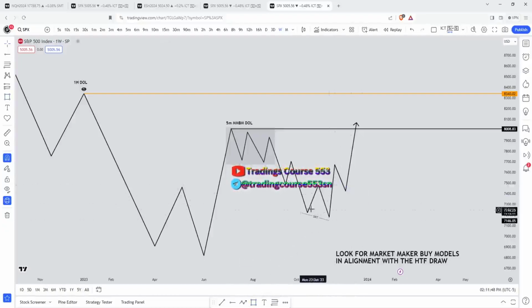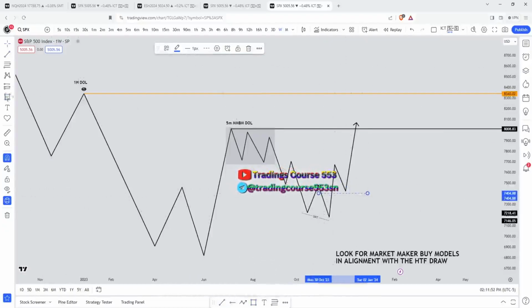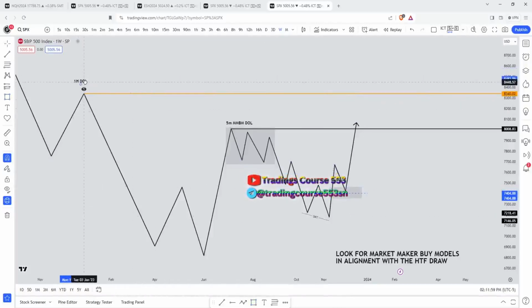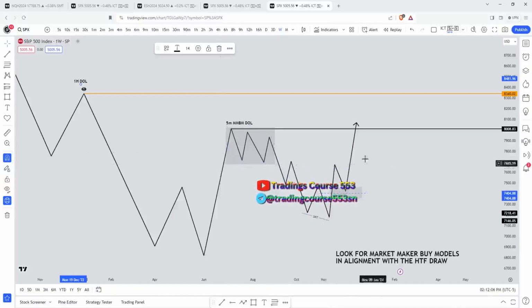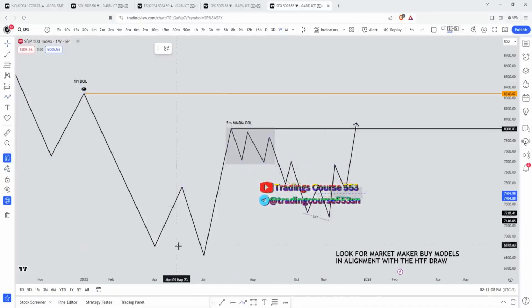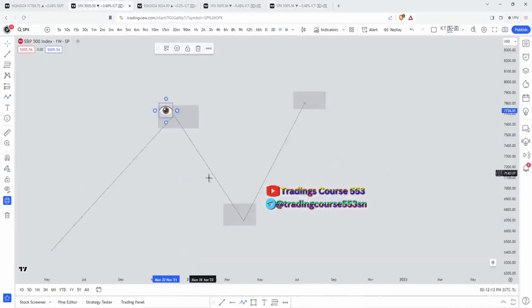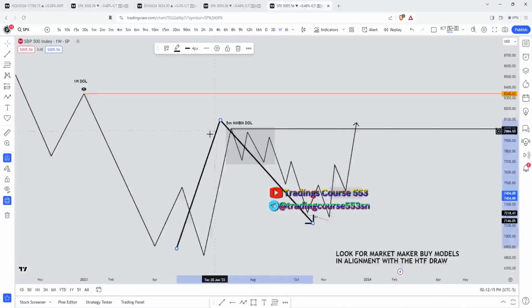What you can wait for, though, is an SMT to occur, another change in state delivery to occur, and once you get that change in state delivery with a fair value gap in alignment with where the higher time frame is going, and this doesn't have to be a 1 hour, it could be a 15-minute, sometimes it could even be a 5-minute, but I recommend at least a 15-minute for your higher time frame bias. In this situation where price is doing a retrace on the 1 hour, remember, it's moving from high to low to higher high. So on the 1 hour, we have high, low, higher high. But price is already heading up to here.